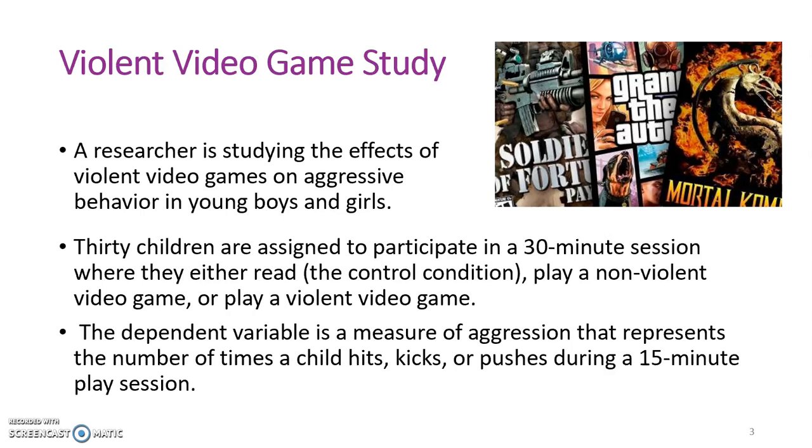So let's jump right in with an example of when we would use two-factor ANOVA. Throughout these next video lectures, I'll be using this video game study as an example for two-factor ANOVA. In this example, a researcher is studying the effects of violent video games on aggressive behavior in young boys and girls. 30 children are assigned to participate in a 30-minute session where they either read, which is the control condition, play a non-violent video game, or play a violent video game. The dependent variable is a measure of aggression that represents the number of times a child hits, kicks, or pushes another child during a 15-minute play session.